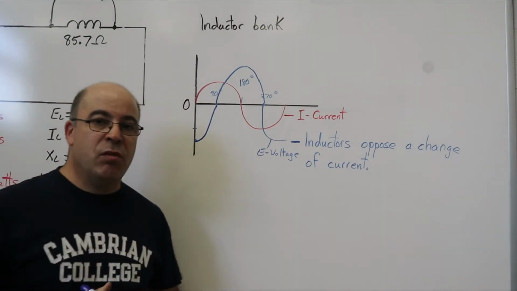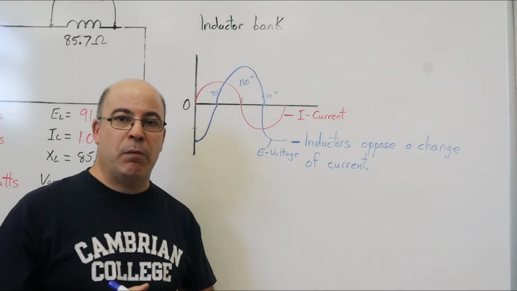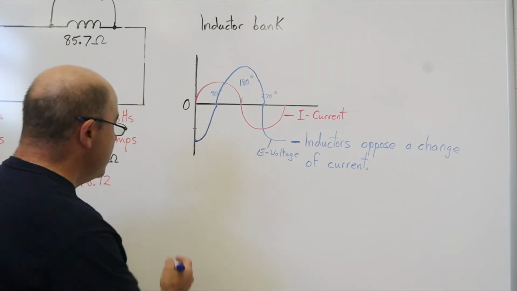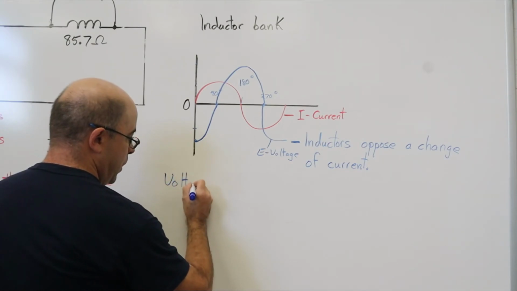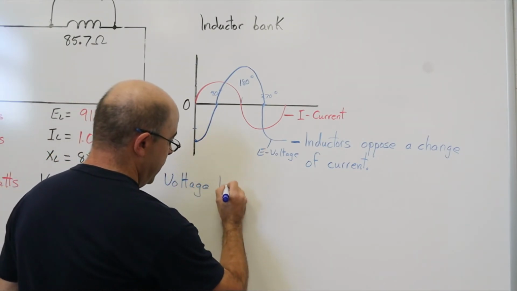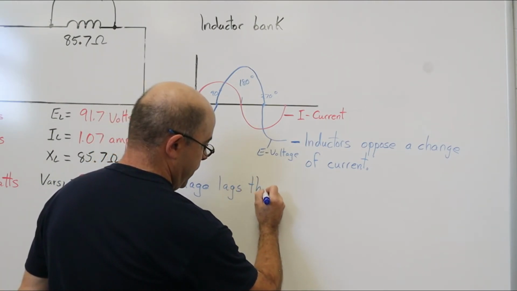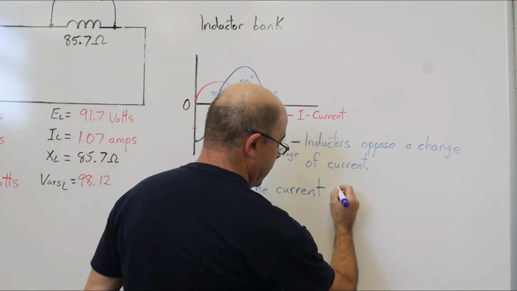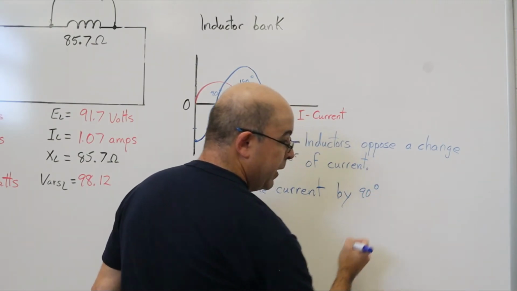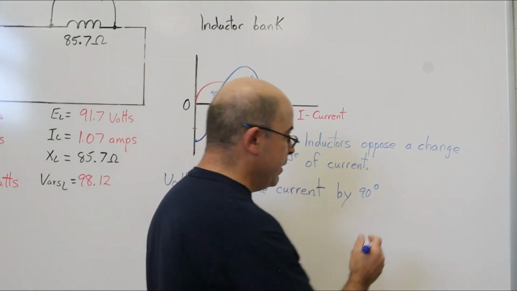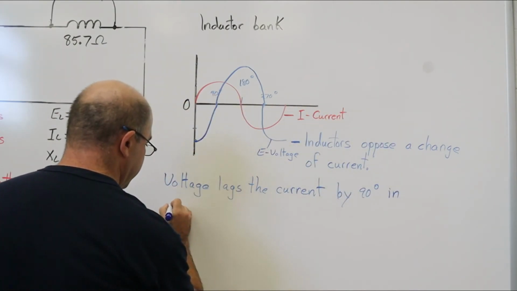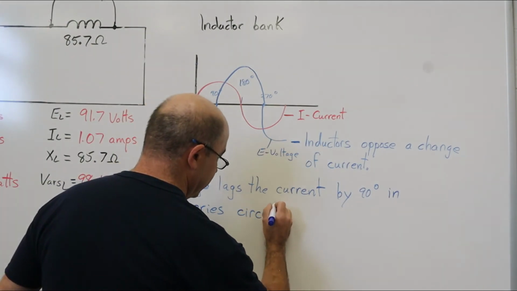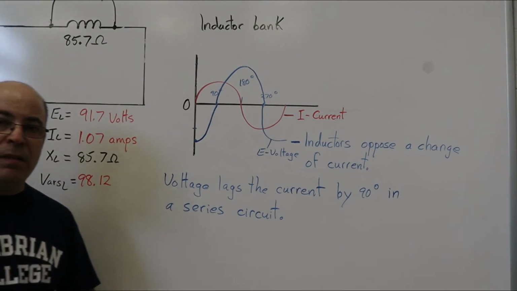And if your test instructions do stipulate to explain that relationship, remember that it's going to be the proper context to explain that your voltage lags the current by 90 degrees, and we should also stipulate in a series circuit.